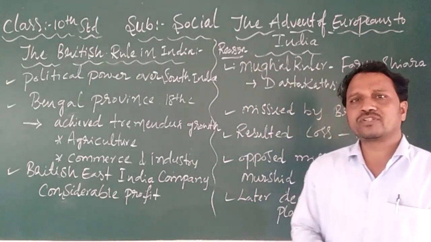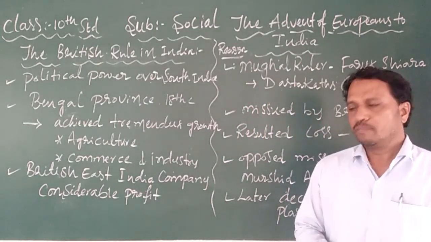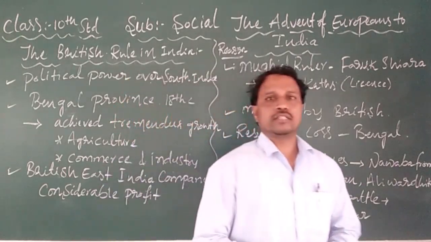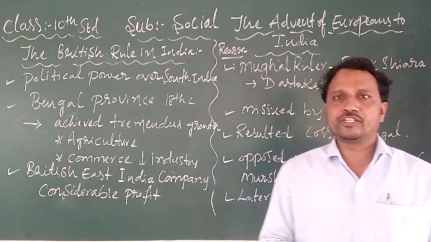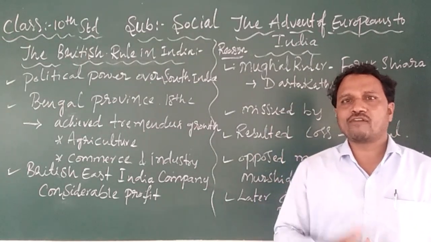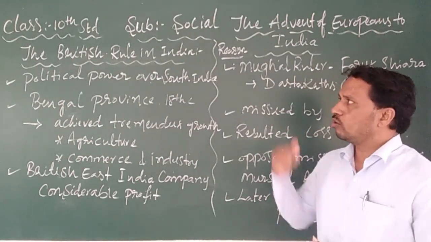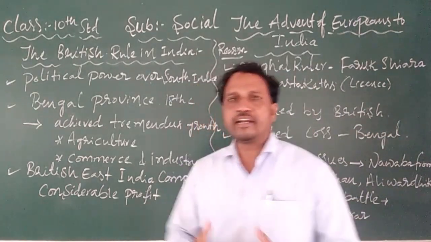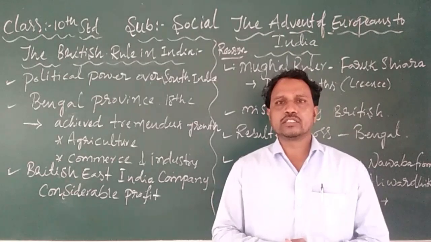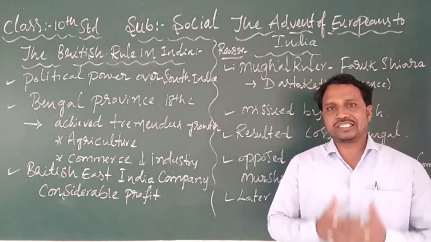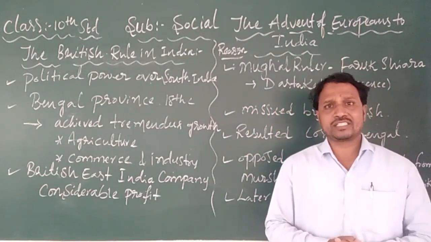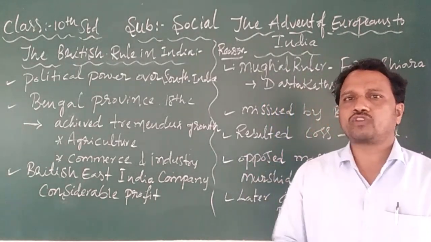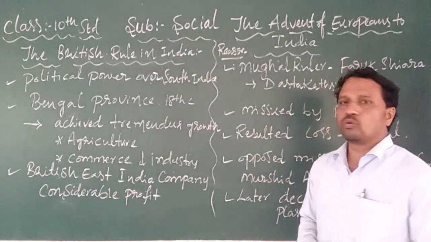Northern part, especially the Bengal province: after capturing the southern part of India, the main intention of the British was to capture Bengal. How the British got ready to capture and defeat those rulers, and bring the British administration system in that area, we discuss through this topic. The topic here is the British rule in India.